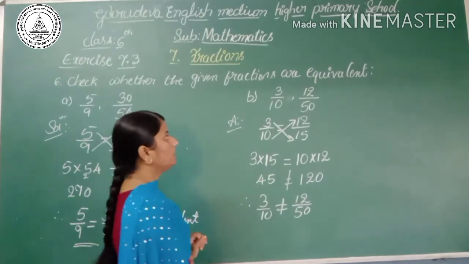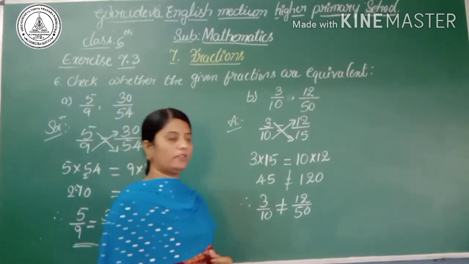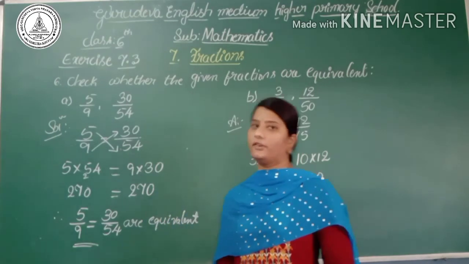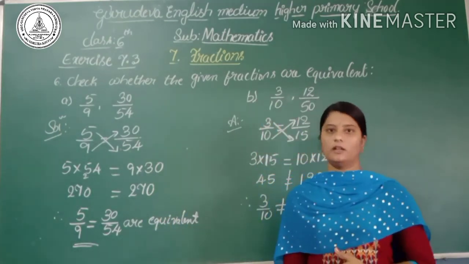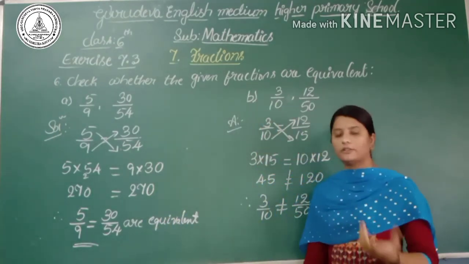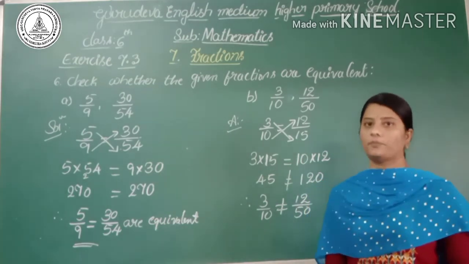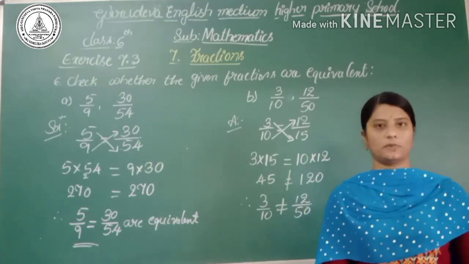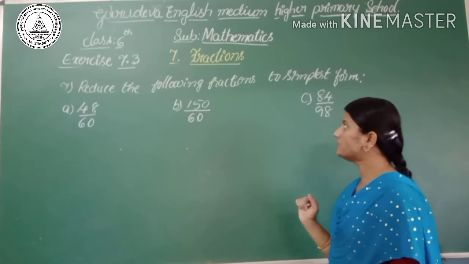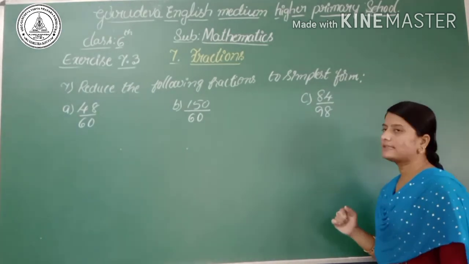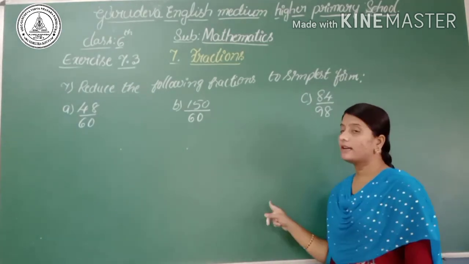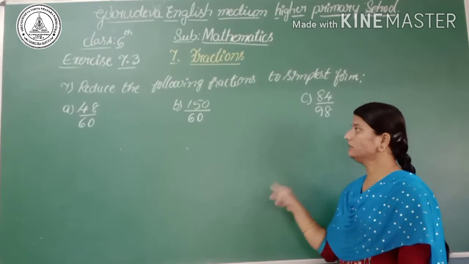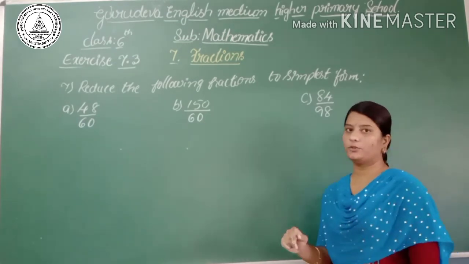Then similarly you can do the third one. You can check whether the given two fractions are equivalent or not. That one also you can do in the notes. Then let's go to the seventh one. The seventh question is: reduce the following fractions to simplest form. Here they have given 5 questions, so I have taken 3, the rest of the 2 you can do in notes.